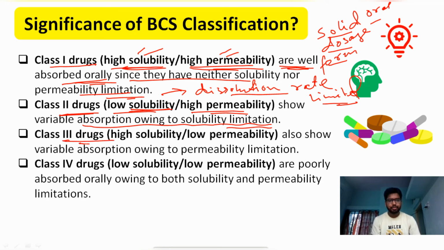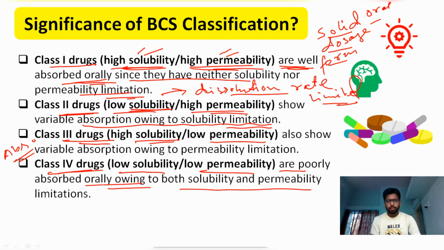In case of class 3 drugs, solubility is high here but permeability is low, so in this case also the absorption will be hampered. In case of class 4, solubility is low and permeability is also low. So these drugs are poorly aqueous soluble and poorly absorbed orally, because they have low solubility and permeability. So this is the significance of BCS classification.